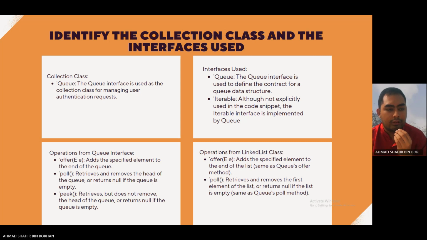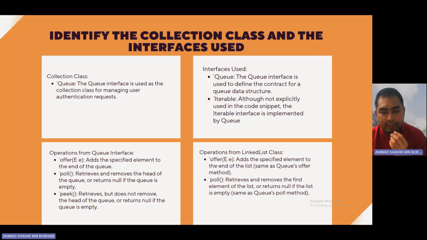So for the operations of the Queue interface, we have three: offer, poll, and peek. Offer adds the specified element to the end of the queue. Poll retrieves and removes the head of the queue. Peek retrieves but does not remove the head of the queue, or returns null if the queue is empty, as I stated in more detail in the previous slides.